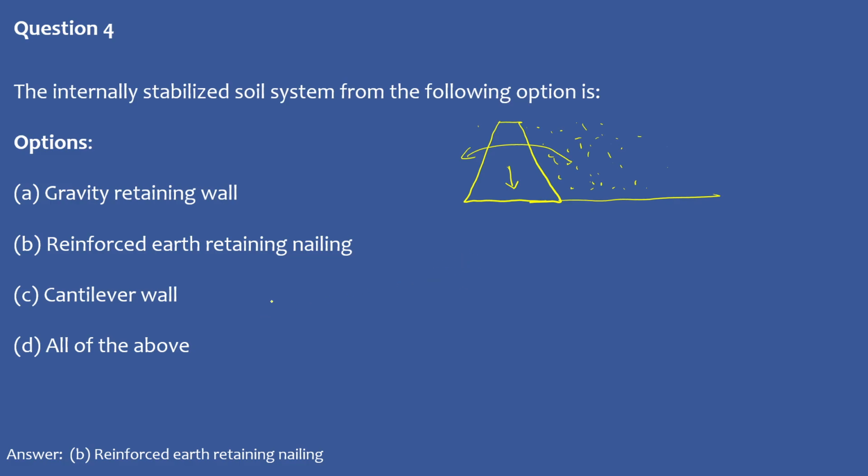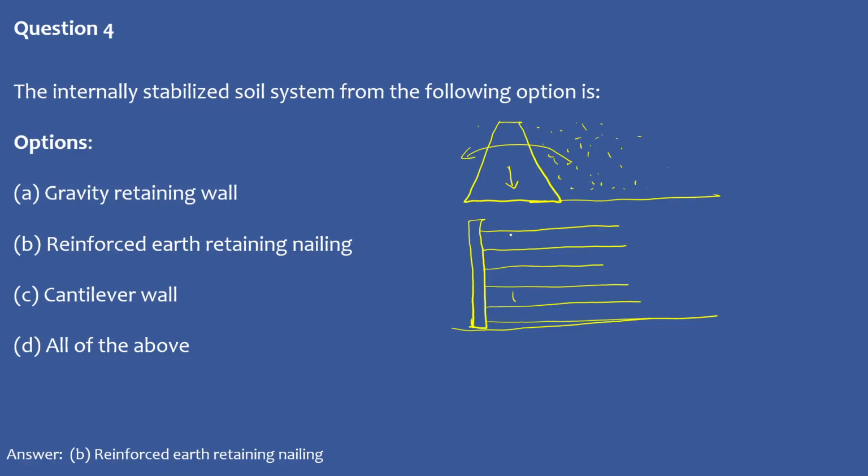If we look at the reinforced earth retaining wall, it usually comes with the retaining wall, and let's say this is your ground which has been retained by the wall. This retaining wall is connected through some nailing, and these nailings take into account the overturning of this wall and resist it by providing the necessary shear tractions at the interface of the soil and the nails.